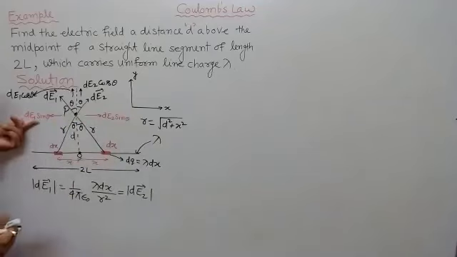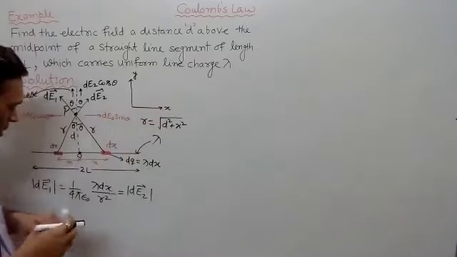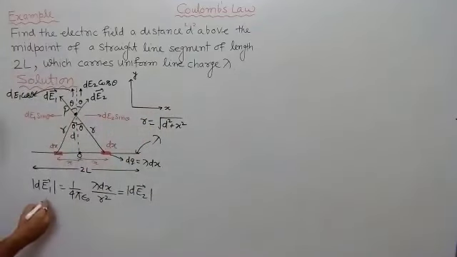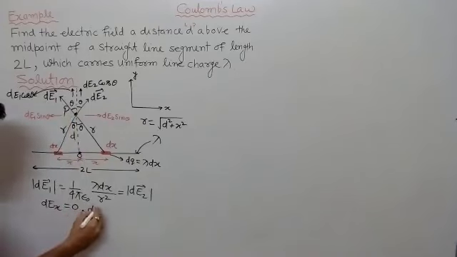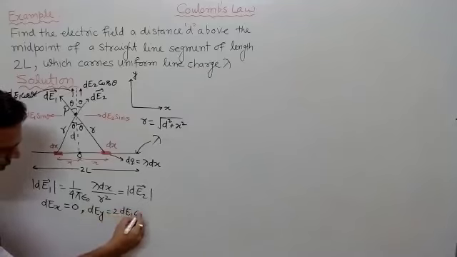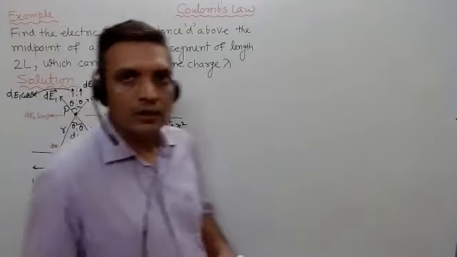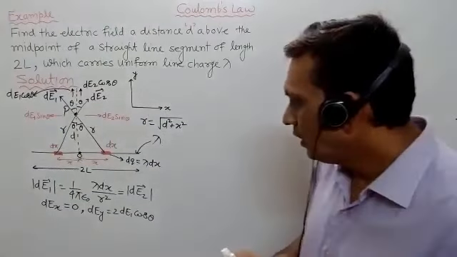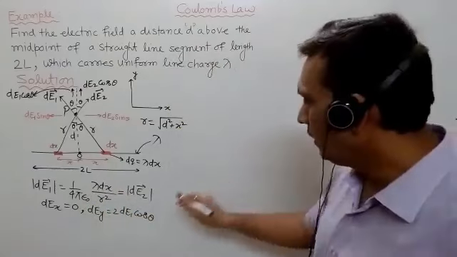Since the magnitude of dE1 and dE2 is the same, in the x direction the resultant will be 0. So what will be the resultant field dEx? dEx will be 0. And along the y direction the resultant dEy is twice dE1 cos theta. So the resultant field is along the y direction. Now we have to calculate this field. So what will be the Ey field?